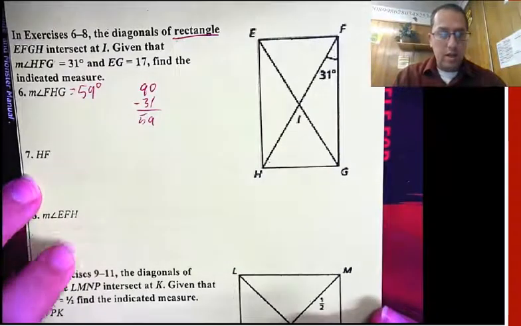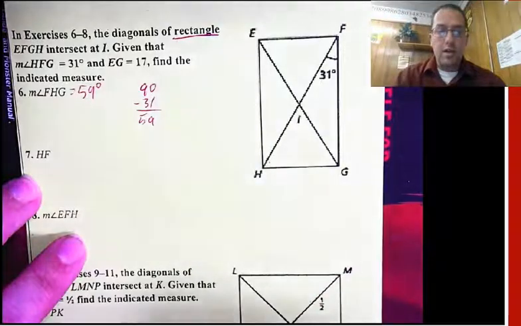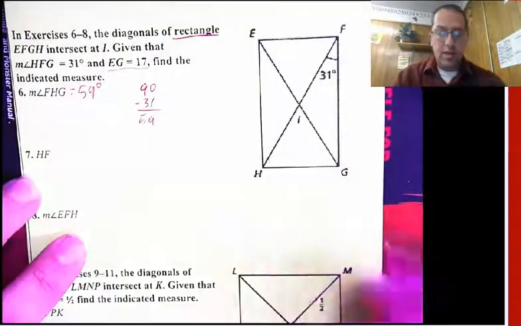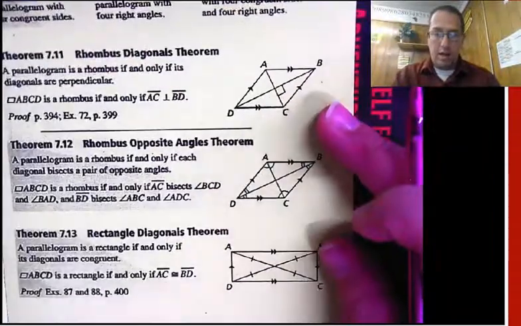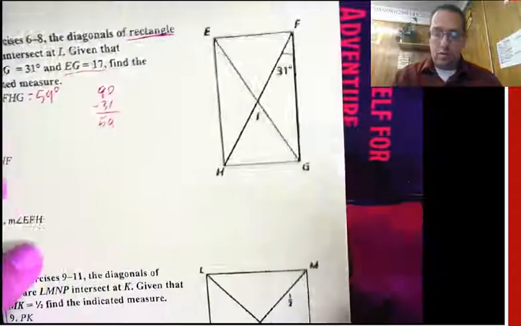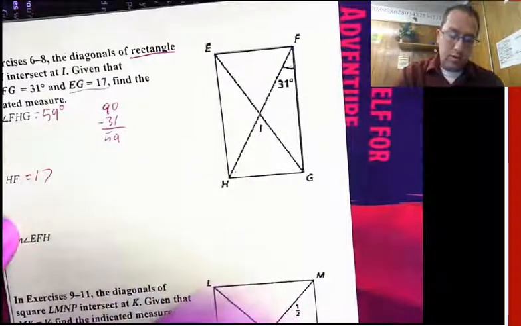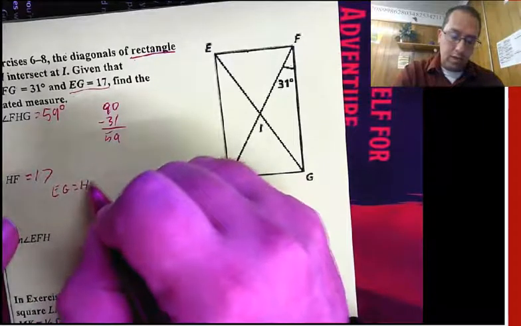All right, next, HF. So that would be this diagonal. We need the length of the diagonal. We know the length of the other diagonal, EG, is 17. And if you remember, the diagonals of a rectangle are congruent to each other. So if EG equals 17, HF is also going to equal 17, because EG equals HF.